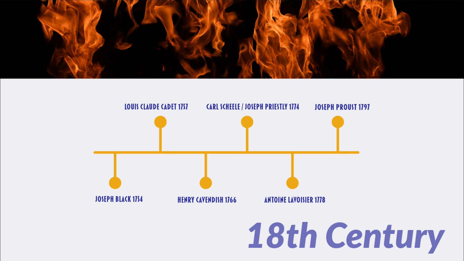Number two, he published the Méthode de nomenclature chimique. That was the first modern system of chemical nomenclature. Number three, he published Traité élémentaire de chimie. Pardon my French. That's just the French book that he produced. The first modern chemistry textbook.